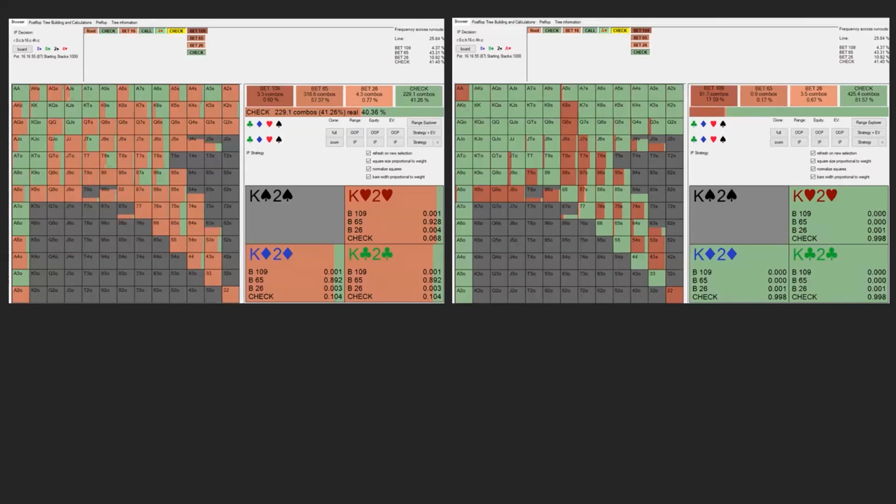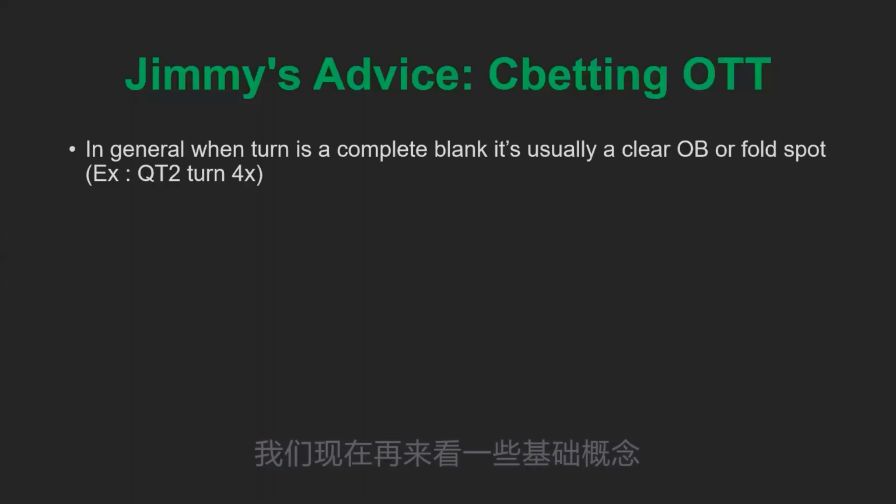All right. So now let's get into some basic concepts. In general, when the turn is a complete blank, it's usually a clear overbet or fold spot. So let's say the board is queen, 10, deuce, turn 4. It doesn't really change anything. So when we do, we want to be betting with a polarized range, and we use a polarized strategy with a big sizing.